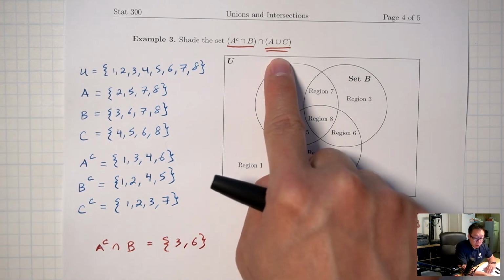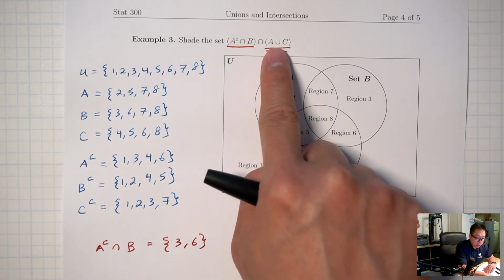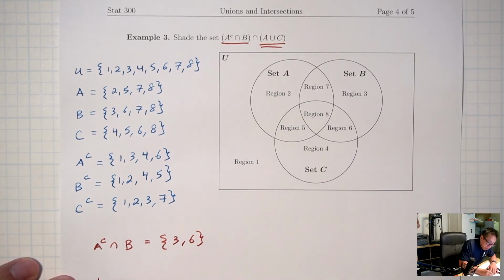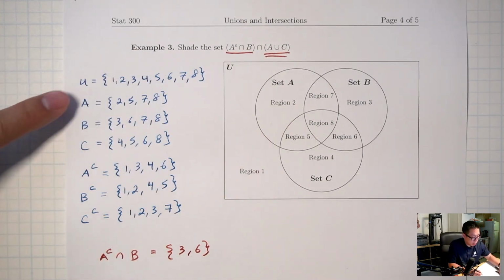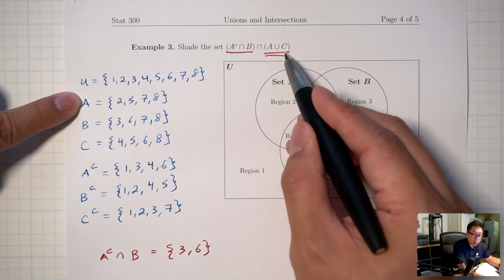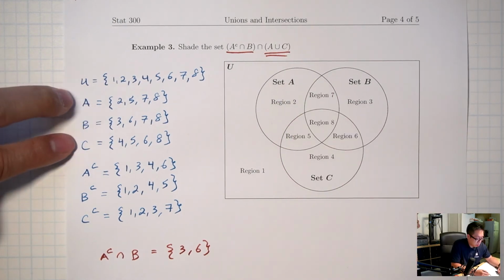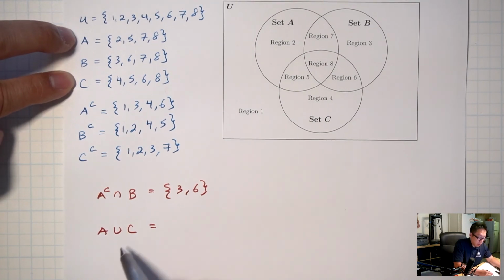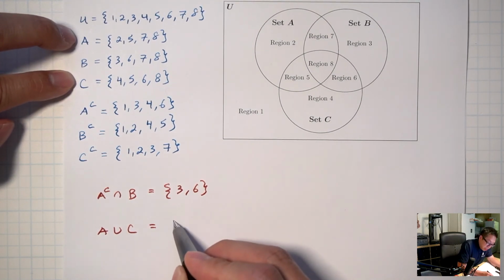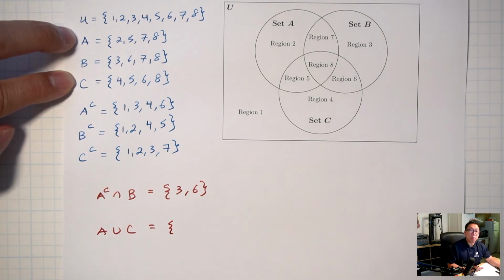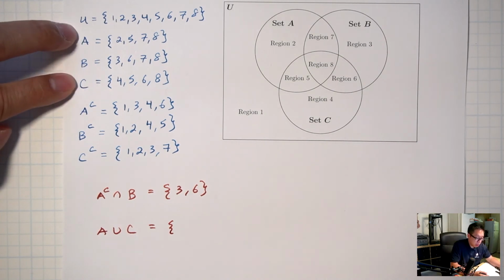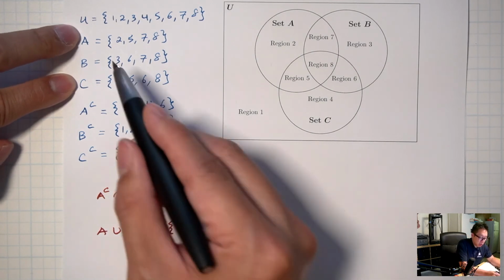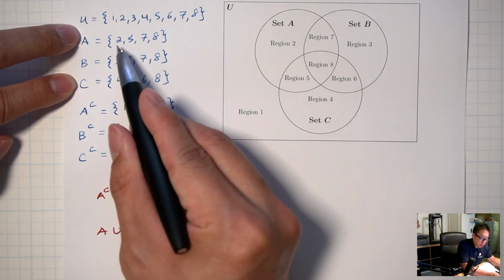Now do the set on the right. The set on the right is A union C. We're talking about regular A and regular C. So these two sets. This is a union. Union means combine them together and get a bigger set. So regular A and C. The way I typically do unions is I'll write out the first set as is. So 2, 5, 7, 8.